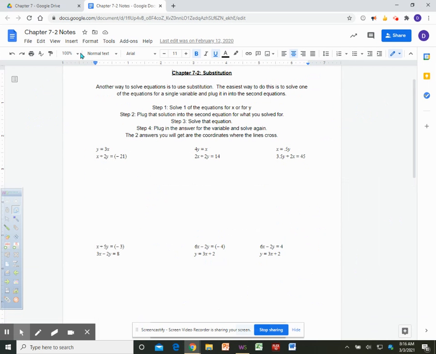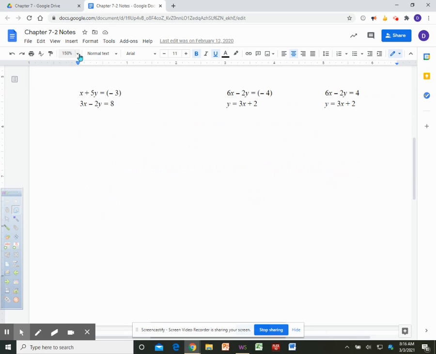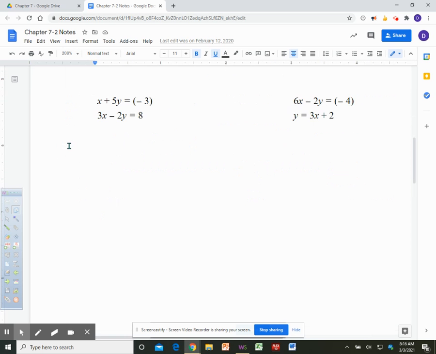Okay, zoom this in a little bit so we can see it more. So now this one, you will see something like this today. We don't have either equation solved for x or y. We're doing that for us. So we have to do that with one of them.